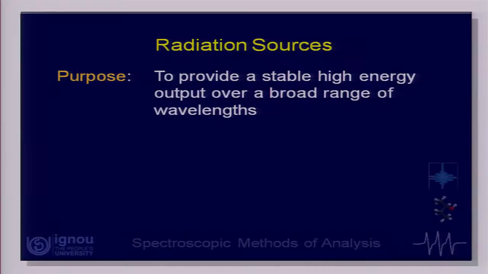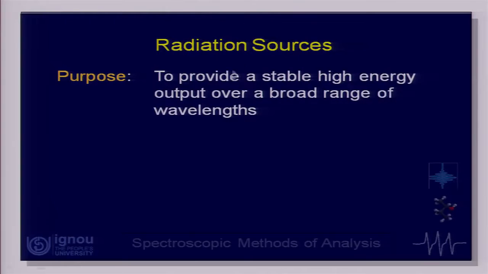Now, let us continue and talk about these different components one by one. Let us begin with the radiation sources. What is the purpose of a radiation source? As I just mentioned, the purpose is to provide a stable high energy output over a broad range of wavelengths. What does it mean? The source is going to provide radiation over a range of wavelengths, and it must give a stable high energy output.